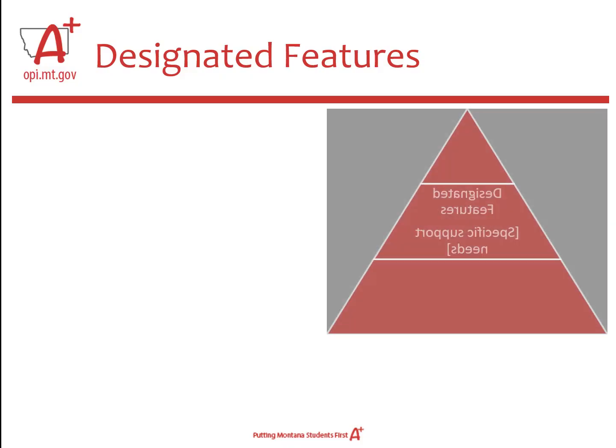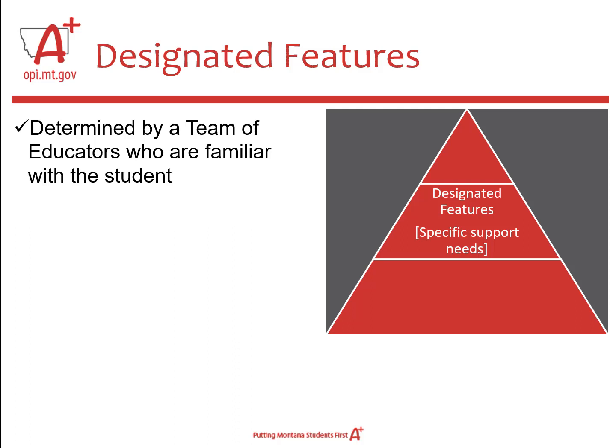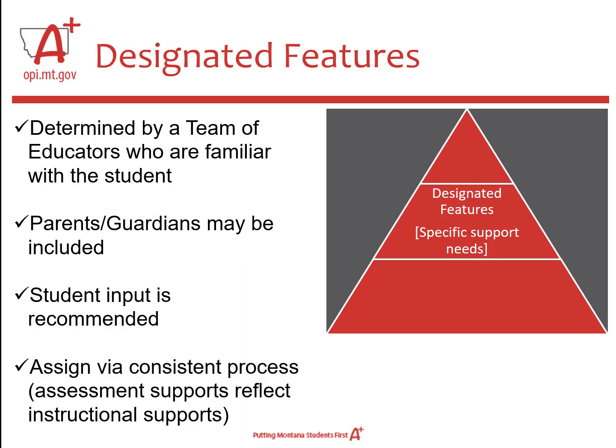Designated features are those features that are available for use by any student for whom the need has been indicated by an educator or team of educators who are familiar with the student's characteristics and needs. Parents and guardians may be included, and student input is recommended. It's assigned via consent process by considering student characteristics and needs. Assessment supports reflect instructional supports. IEP or 504 teams determine supports.